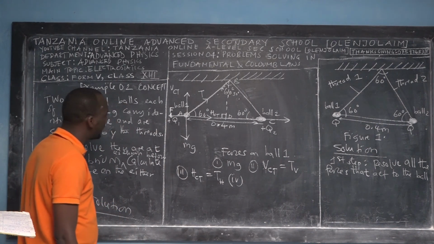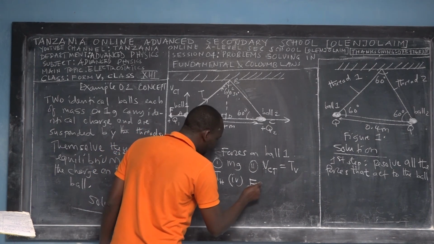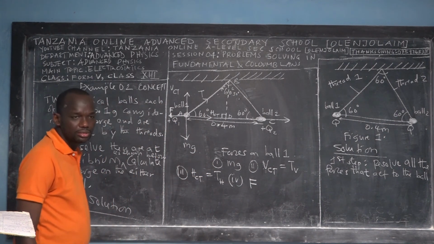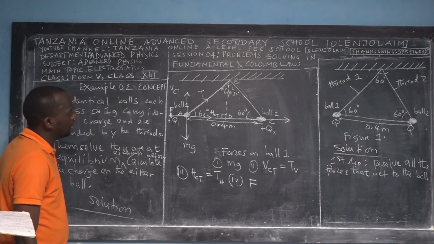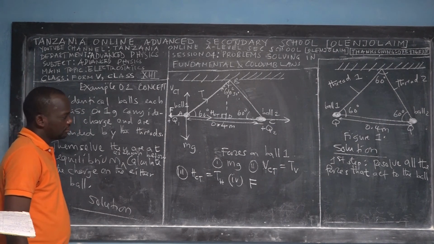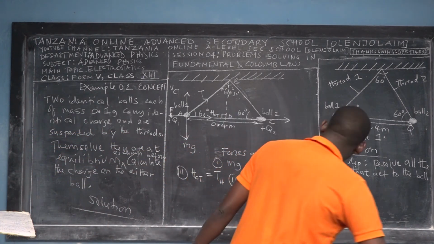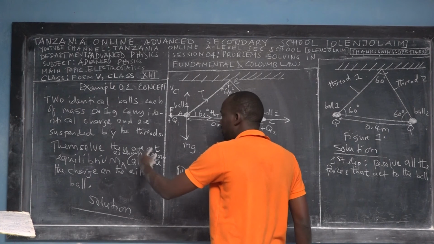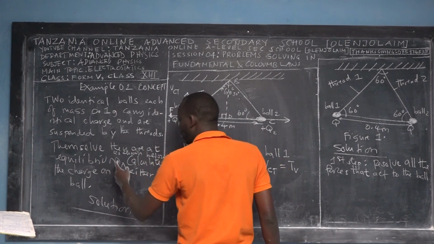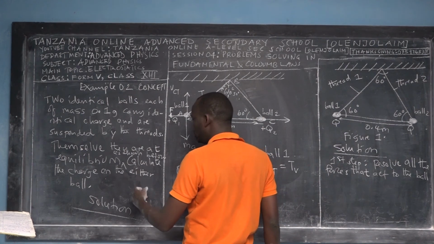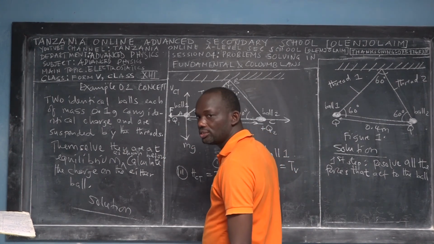So number four, we have another force, which is called the force of repulsion. So you have four components of force. Before we come back to the second sentence, that they are at equilibrium as shown below, we will come to that point.